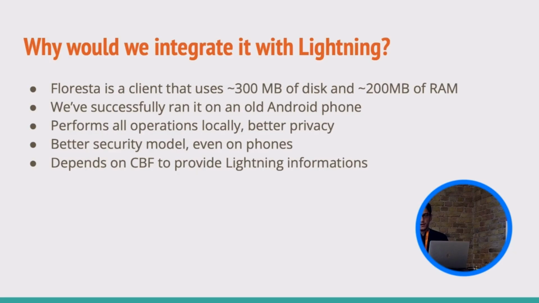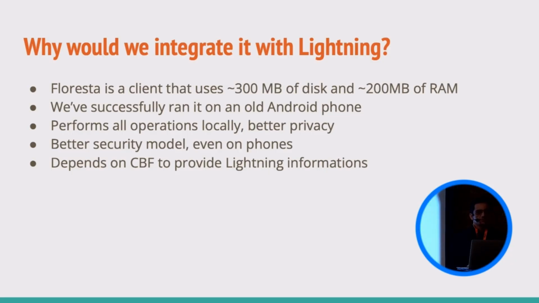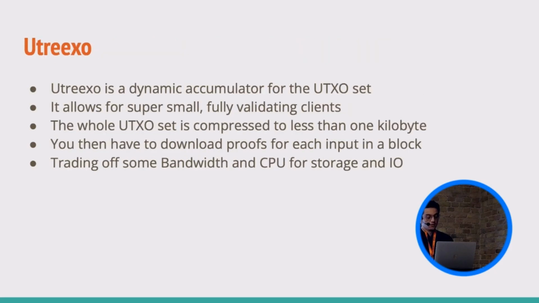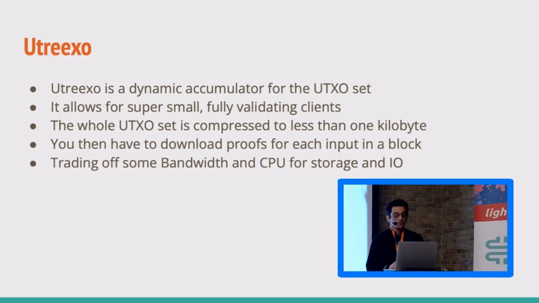So it's very lightweight. Last year I won a hackathon in Brazil for a project where we ran that on a smartphone. I have an old 2018 smartphone, and we ran it on the smartphone. It was like nothing. The smartphone wasn't even caring that it was running a node. And everything is done locally, so you have better privacy, you have better security because you're not trusting anyone. Right now we use compact block filters for some information, but it would be better if you could use this natively in Lightning.